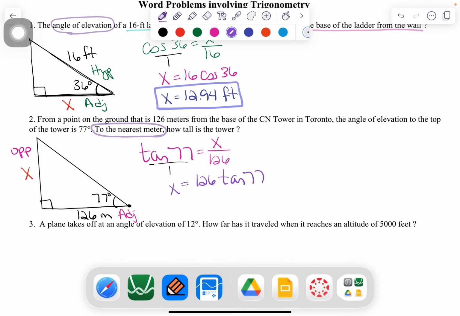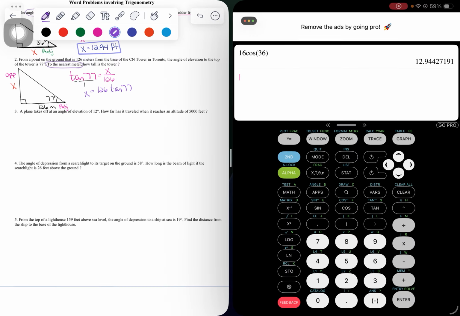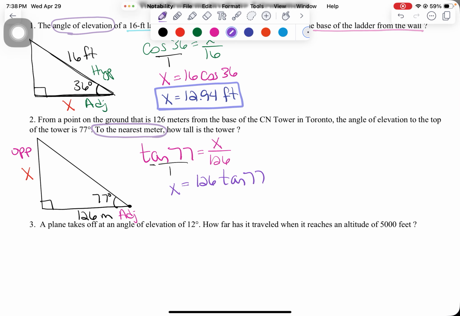I'm not doing that in my head. Let me grab myself a calculator. Actually, can I keep that on top? I cannot. So let's go ahead and slide this over. Oh, too far.